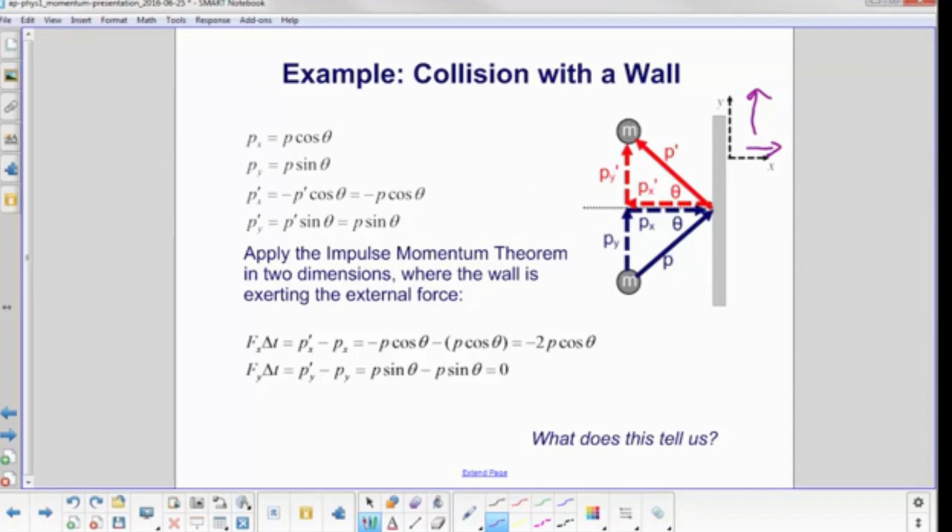Now we're going to apply the impulse momentum theorem in 2 dimensions. The wall is exerting the external force in this case, and it's a normal force. So in the x direction, we get F sub x delta t is equal to the difference in the x momentum, and we get negative 2P cosine theta. Now look at the y direction. We have P sine theta minus P sine theta. We get 0. What is this telling us?